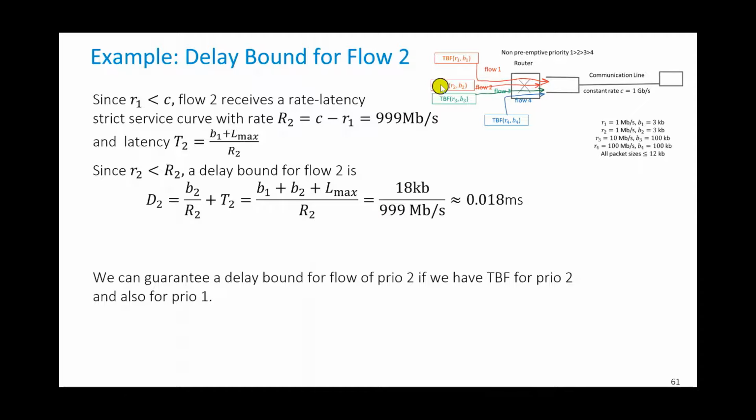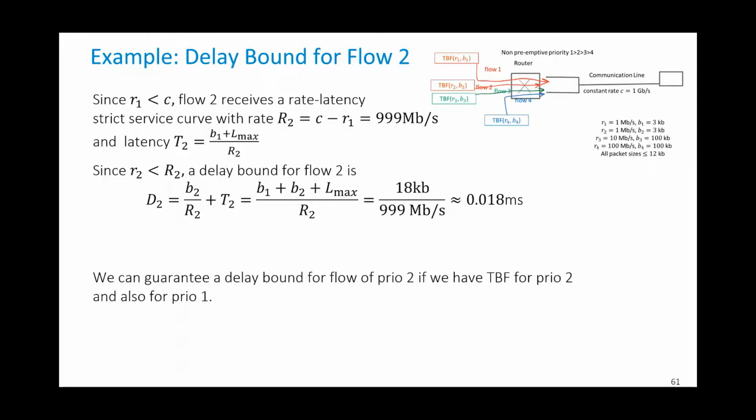So if we go back to priority 2, here we see that the rate is 999 megabit per second with a latency given by this here, B1 plus L max. This is the L max of flow 2, which is the same for all flows here, divided by the rate here. So if we want to find a delay bound for this flow, I need also to know the arrival curve for this flow, which has a burstiness of 3 kilobit.